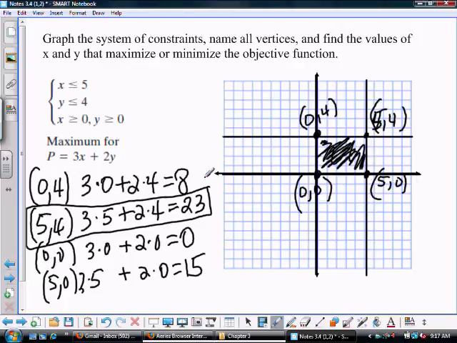Okay, in the abstract it doesn't make a whole lot of sense, but when we do the word problems tomorrow, it'll make a whole lot of sense, but then they'll be much harder.